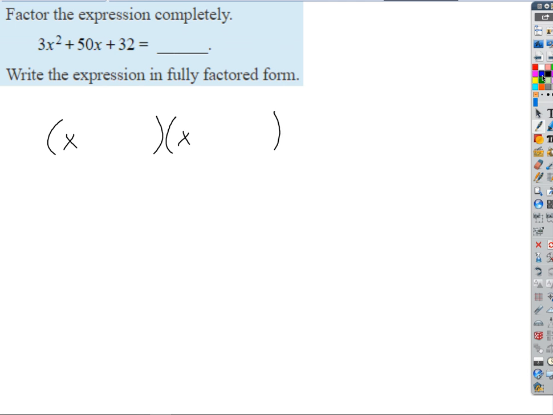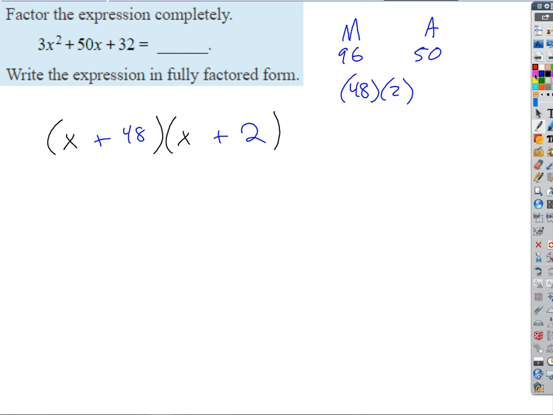Okay, what do the numbers need to multiply to? 96. 3 times 32, right? They've got to multiply to 96, and they've got to add to what? Okay, so what are magic numbers that multiply to 96 and add to 50? 48 and 2. Right? So they go there.